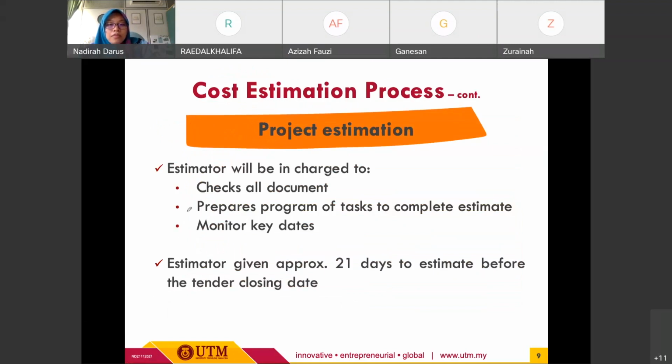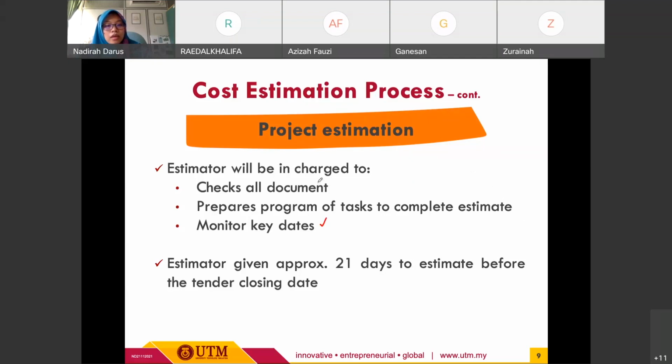This is the first process for the cost estimation, whereby the estimator will be in charge of checking all the necessary documents related to the tender document, and then they will prepare the program of tasks to complete the estimate, right? So that they come up with a brief work program with an estimation of how many days or how many months to complete and deliver the project. And then they will also be in charge of monitoring the key dates, right?